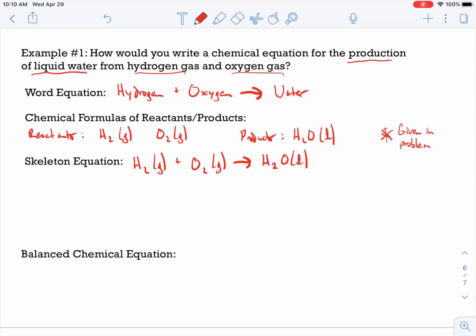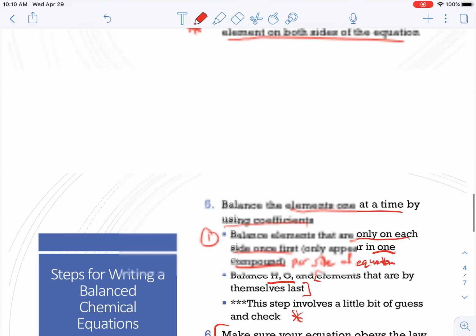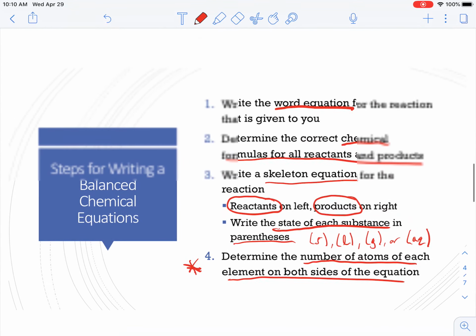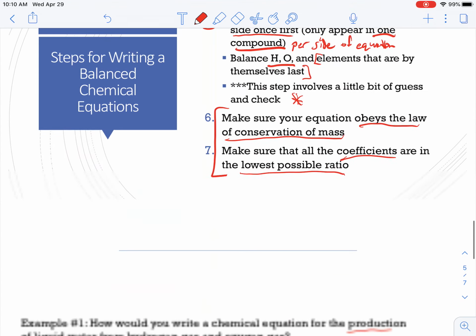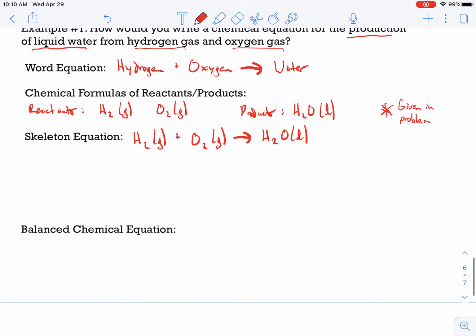So right now we have done steps 1 through 3 here. We've written our skeleton equation, and now what we want to do, and what you're going to need to show in your homework, is this very important step number 4, determining the number of atoms of each element on both sides. So the work we want to see will be something like this.